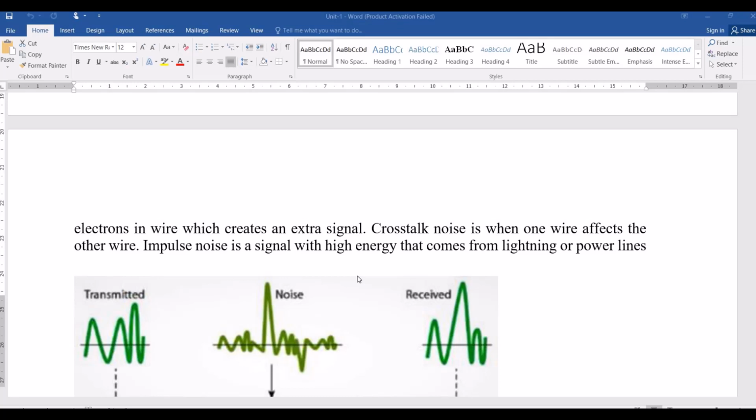Impulse noise is signals which have high energy that come from lightning or power lines.